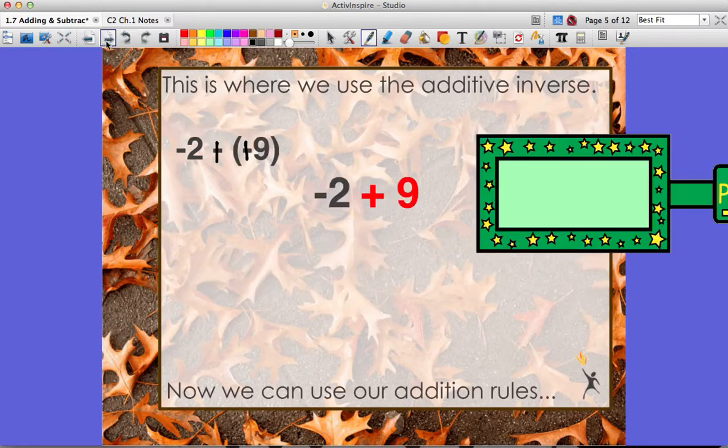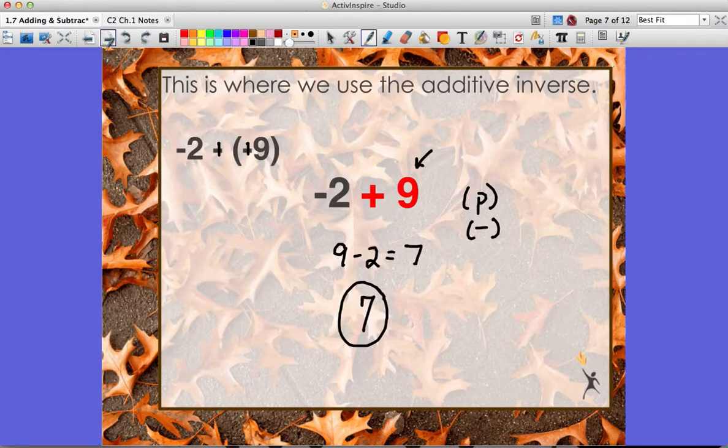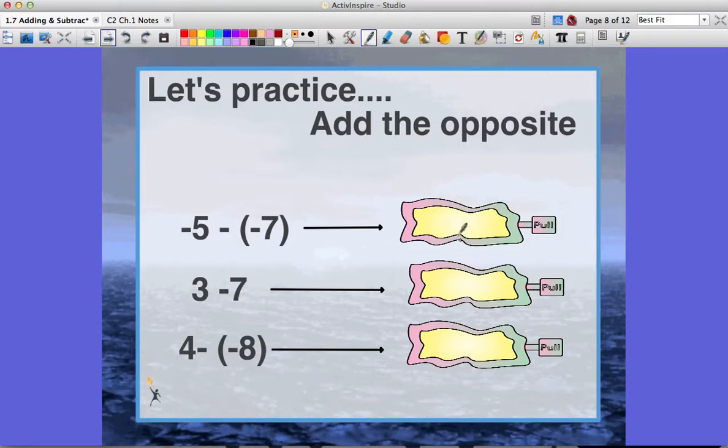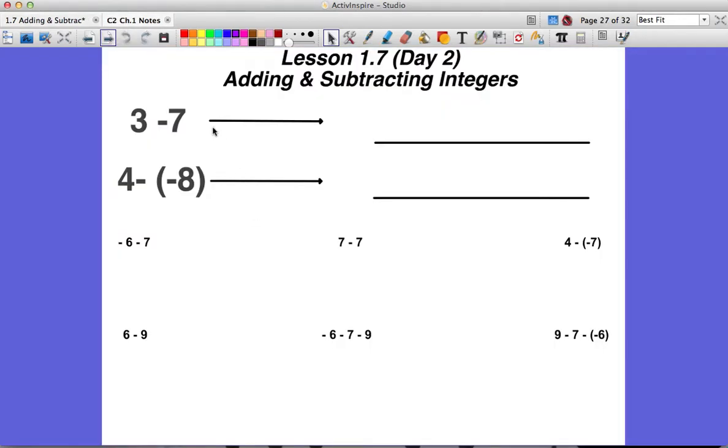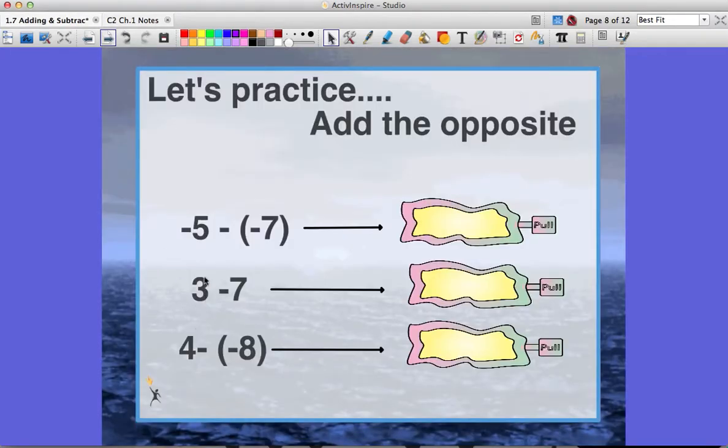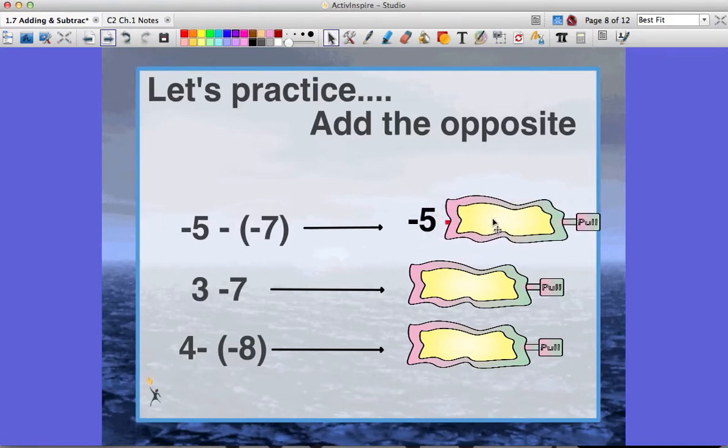But instead of making our life that complicated, let's just change everything to add the opposite, or to add the additive inverse. So I'll do the first one with you. So I know that you have this in your notes. Okay, I will do the first one with you, and then you have these next two to do on your own. So we keep the -5.